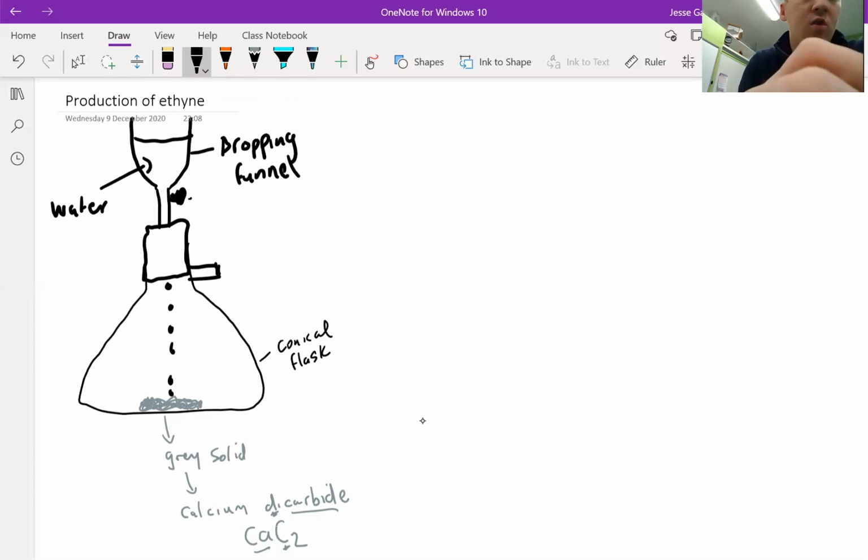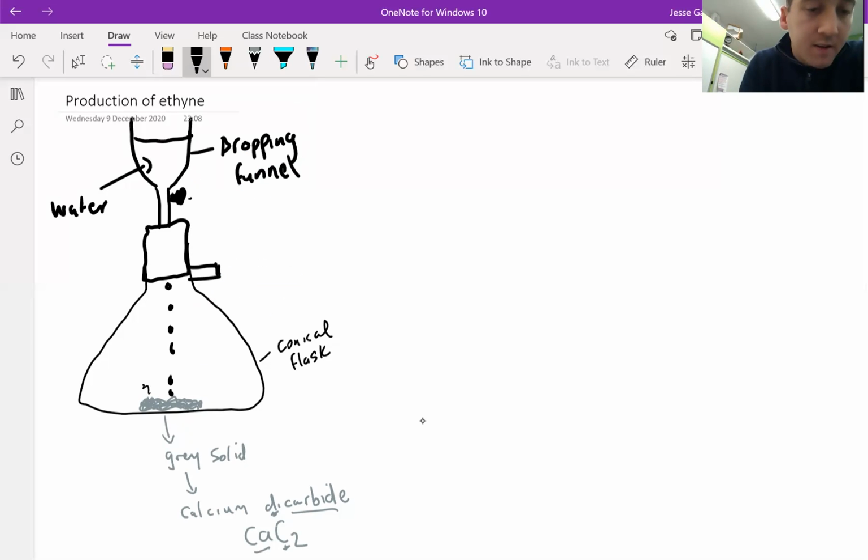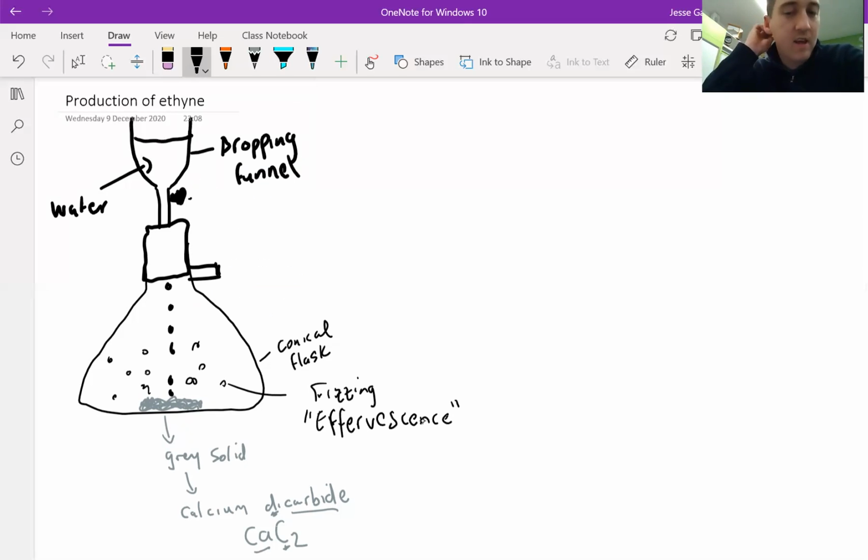Why is it important to control how fast the reaction happens? Well, this reaction creates a fizzing. A fizzing tells us that gas is being produced. The proper chemical name for fizzing is effervescence, E-F-F-E-R-V-E-S-C-E-N-C-E, and effervescence is just fizzing. It means a gas is being given off. So when the water reacts with the calcium dicarbide, a gas is given off.